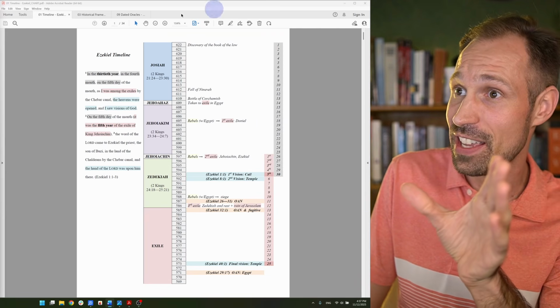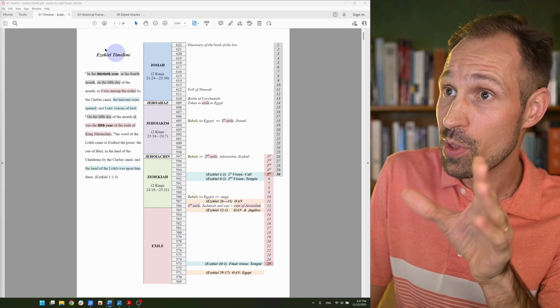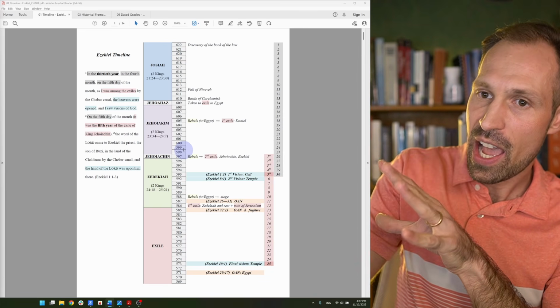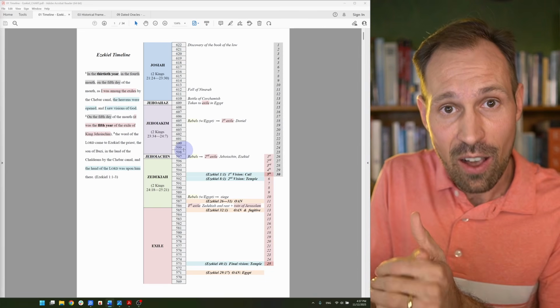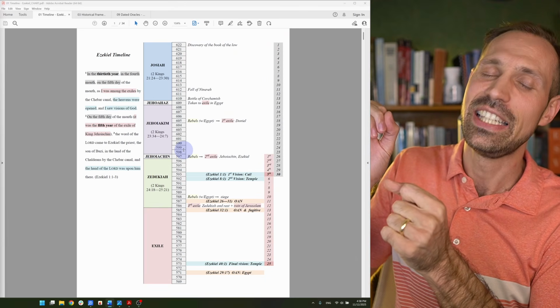But what if you had a single map which could guide you through every vision and oracle and historical event covered in this book? Well, I've created this map, and today we are going to use this timeline to walk through the book of Ezekiel date by date. Now you can download this timeline in the description below, and stick around so that you can see the dramatic shift in Ezekiel's message from prophecies of doom to promises of hope and restoration. And I promise you, it will make this book finally click.